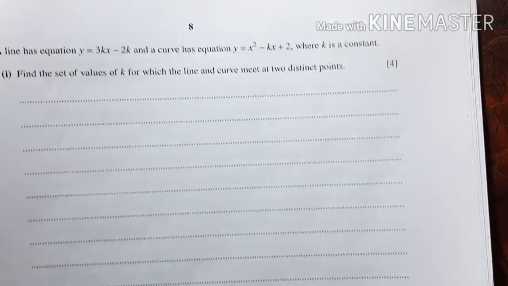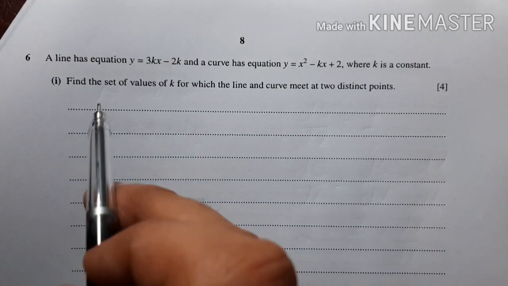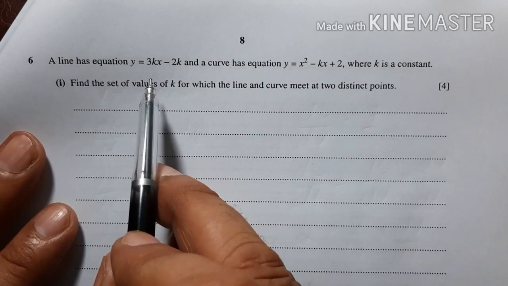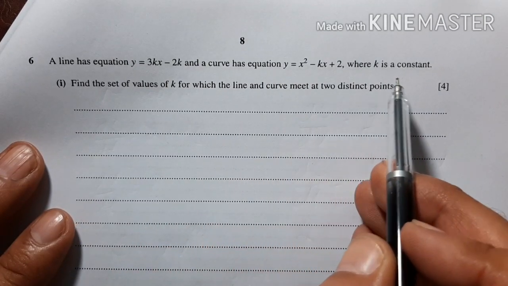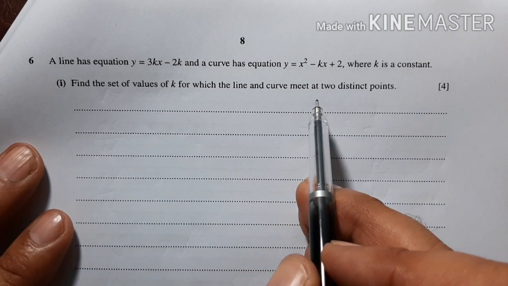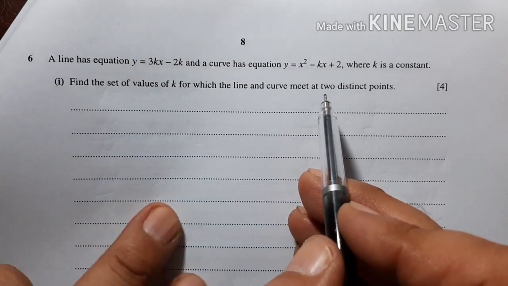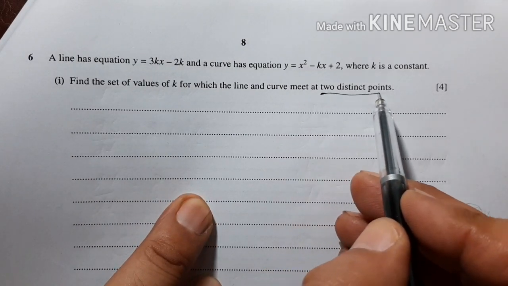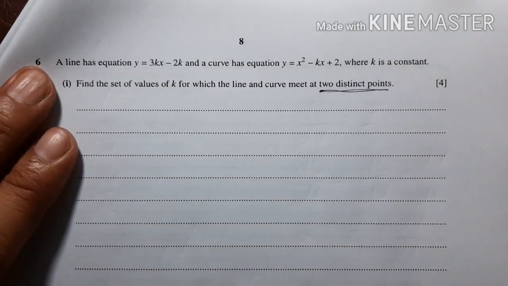Now, question number 6. Question number 6 is, a line has equation y is equal to 3kx minus 2k, and the curve has equation this, where k is a constant. Find the set of values of k for which the line and the curve meet at 2 distinct points. So this is very important information, 2 distinct points. So keep in mind this.